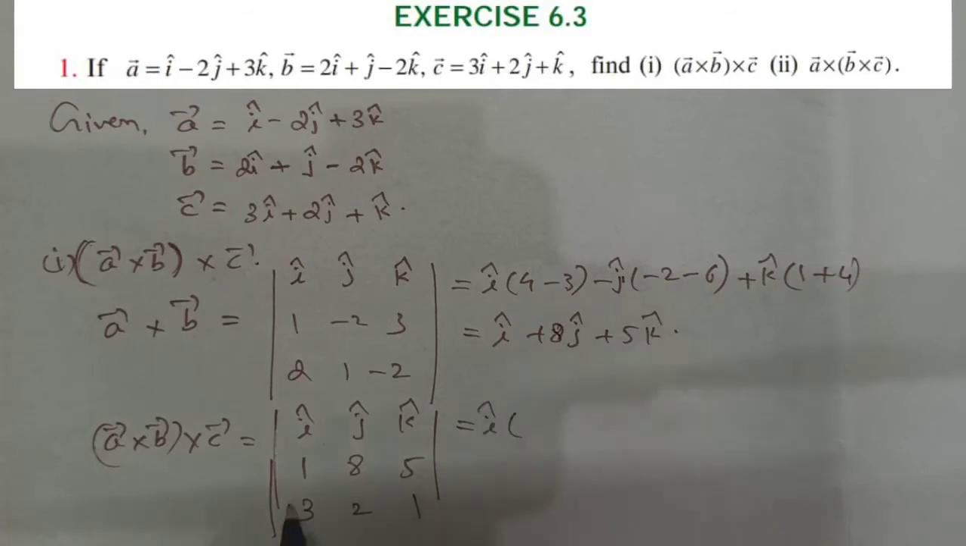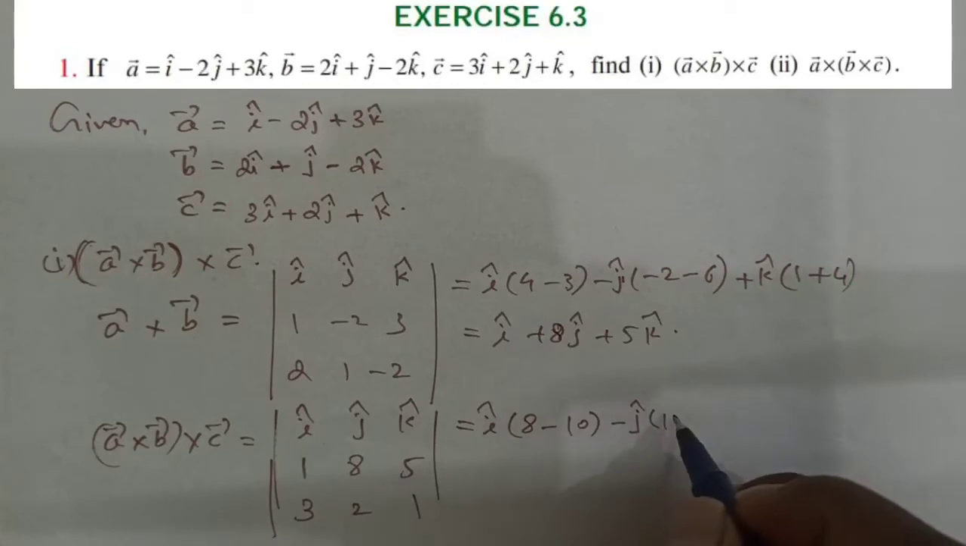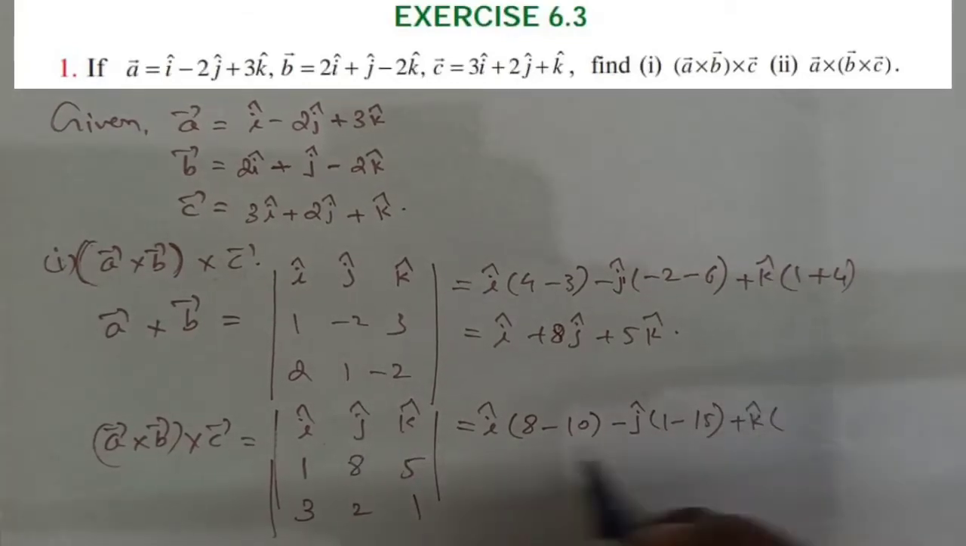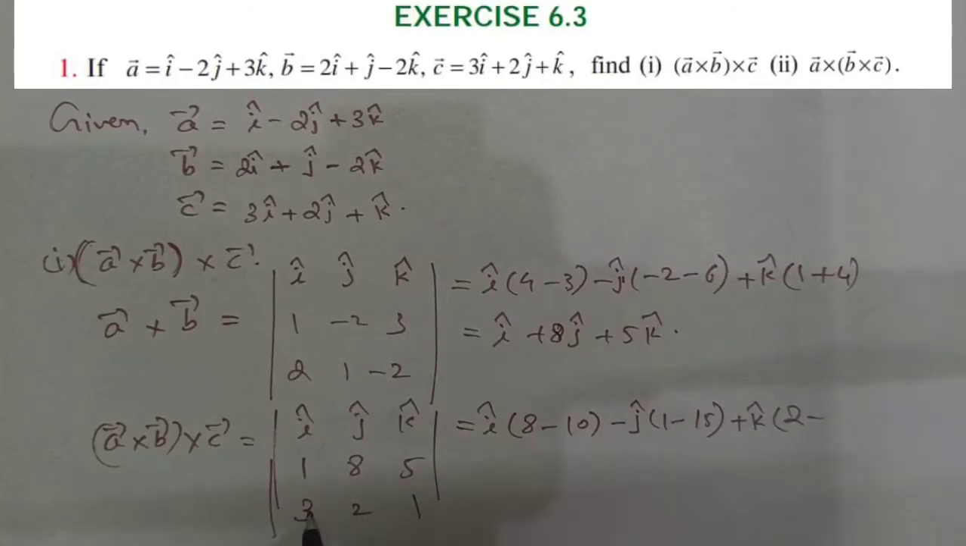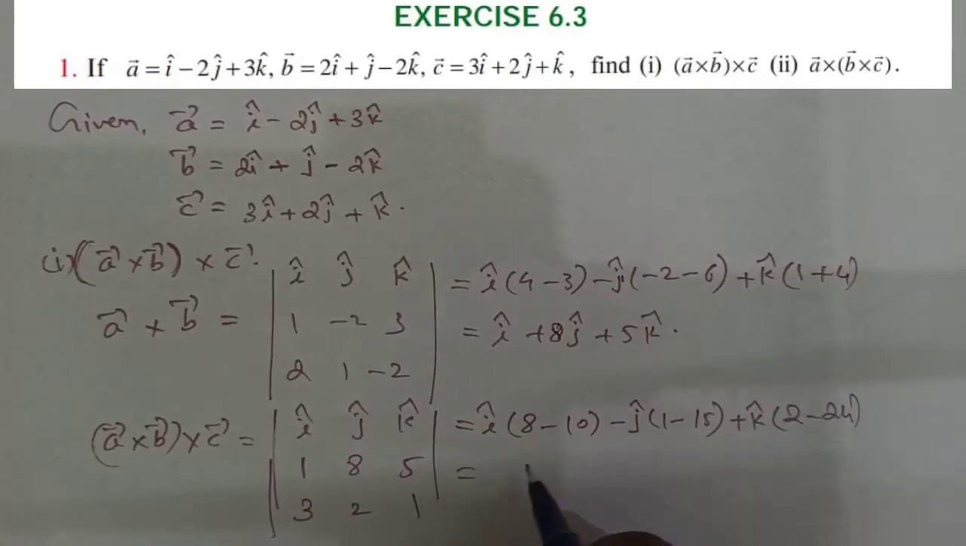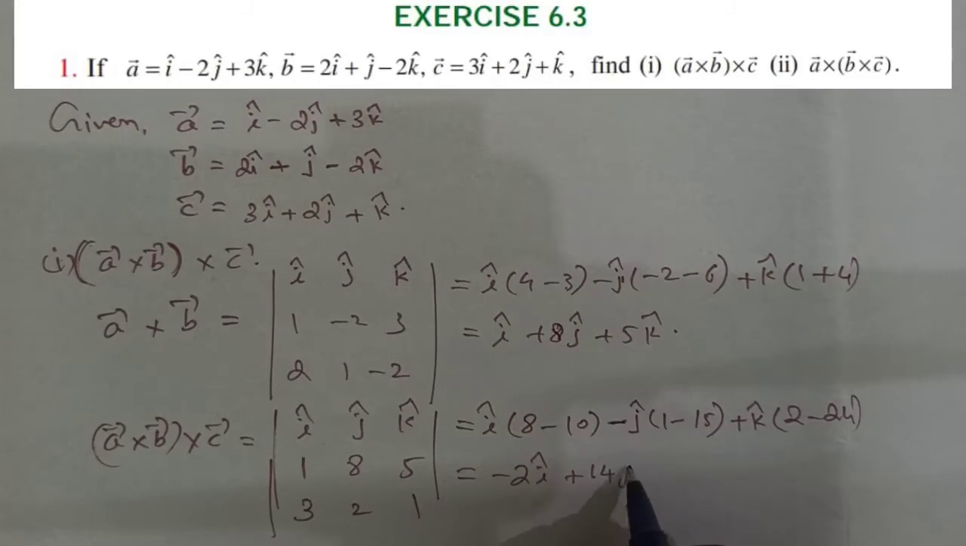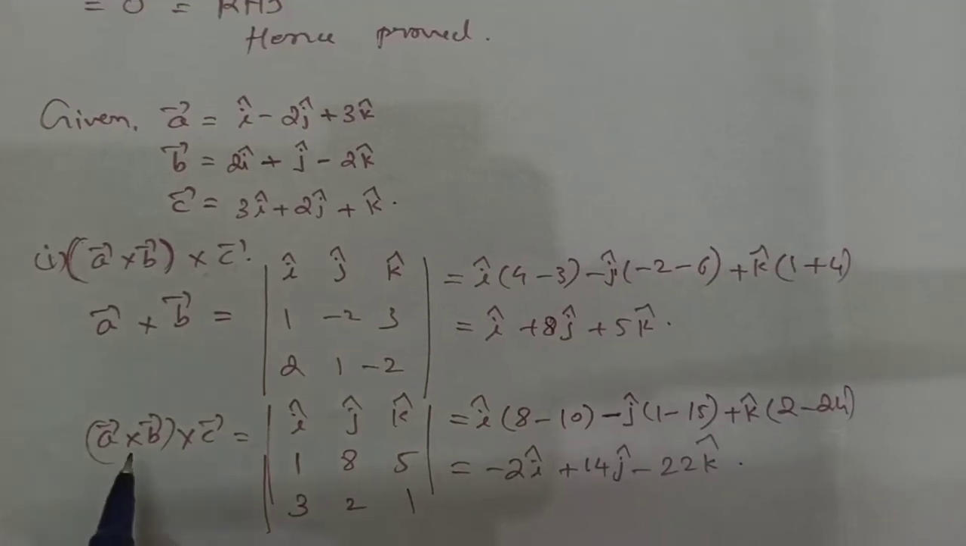So i cap into, leaving the row and column: 1 into 8, 8 minus 5 into 2, 10. Next minus j cap into the second one: 1 this is minus 3, 5 times 3 is 15. So next plus k cap into this: 2 minus 24. Okay, this is minus 2 i cap. This is minus 14, and minus, so minus plus 14 j cap. So next 2 minus 24, so minus 22 into k cap. So this is the value of a vector cross b vector cross c vector.